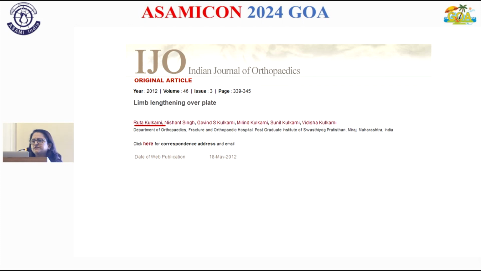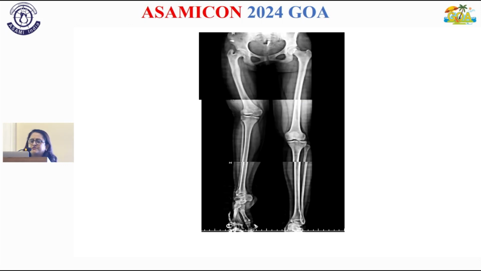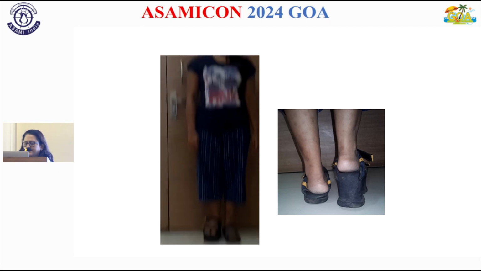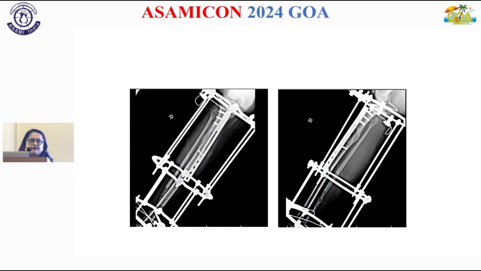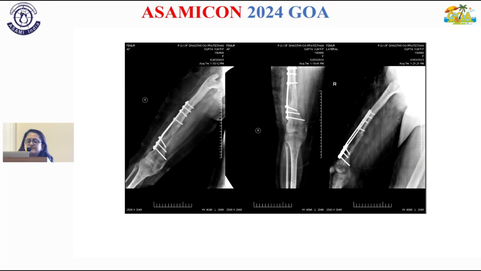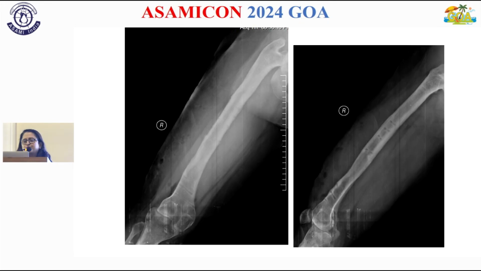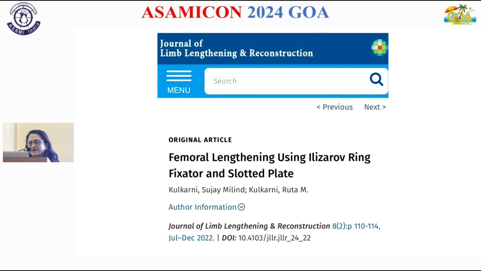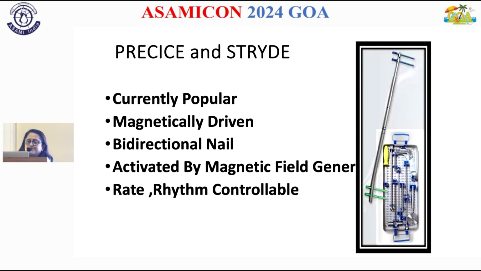So I have published this as an original article in the Indian Journal of Orthopaedics. Encouraged with the results in tibia, I started doing it in femur as well. This is a case of congenital short femur syndrome with 15 centimeters of shortening. So I did 8 centimeters of lengthening in tibia with the same technique and 7 centimeters of lengthening in femur using slotted plate. So you can see excellent regenerate here, and this is post-removal. And I have published this again in this prestigious journal, JLLR, recently.